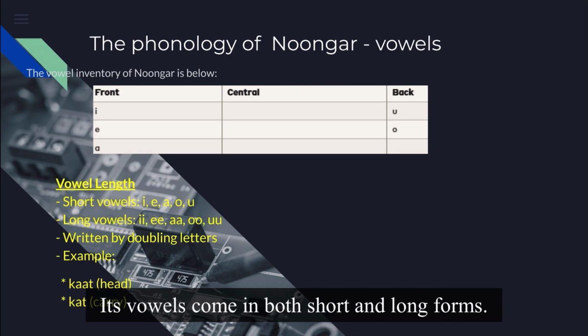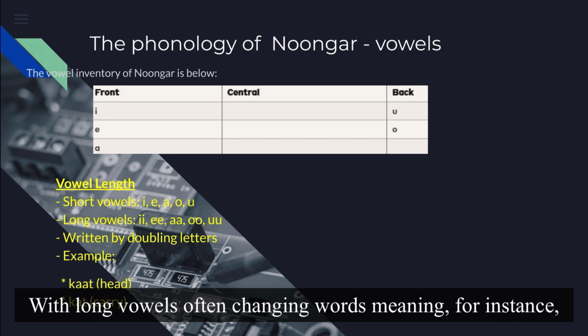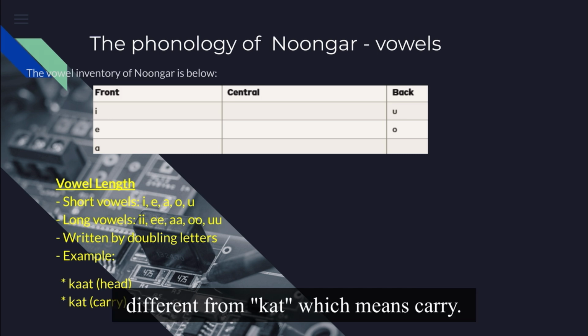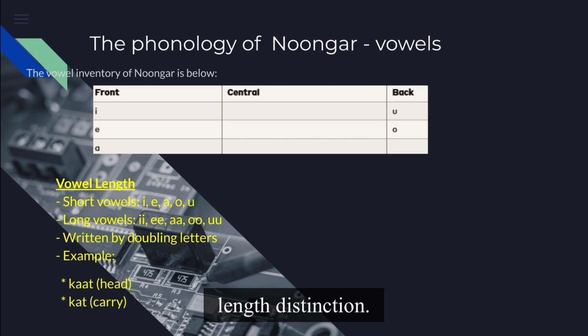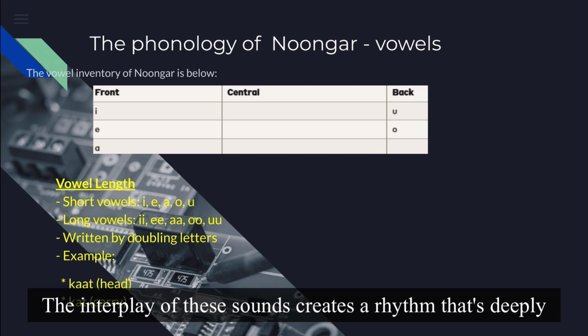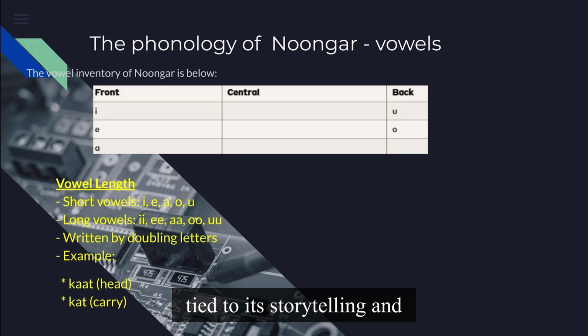Its vowels come in both short and long forms, with long vowels often changing a word's meaning. For instance, koort, meaning head, is different from kot, which means carry. By doubling the vowel in writing, speakers mark this important length distinction. The interplay of these sounds creates a rhythm that's deeply tied to storytelling and song.